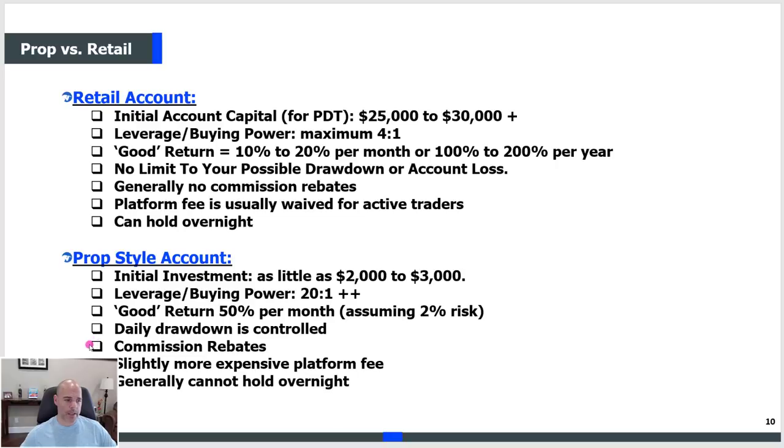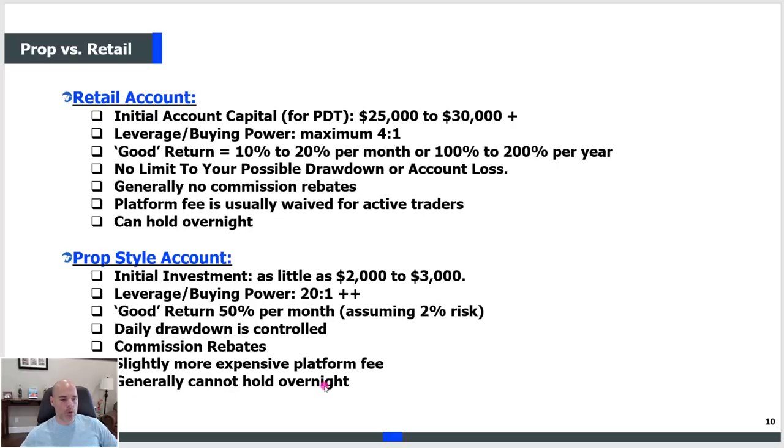You can get commission rebates. So in that example I gave, if you're providing liquidity, let's say you're offering out using a limit order at your target, they'll give you a rebate commission for that. Maybe 20 cents per 100 shares or something like that. It depends, okay? Why is that important? It's important because it lowers the cost of your trade fees, okay? It's a slightly more expensive platform fee. Most prop accounts are between $100 and $400 per month, right? Depending on the platform you use, they charge between $100 and $400 per month, okay?